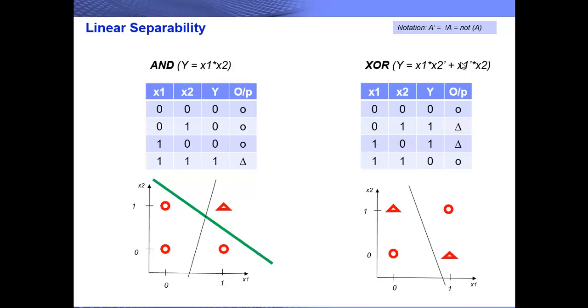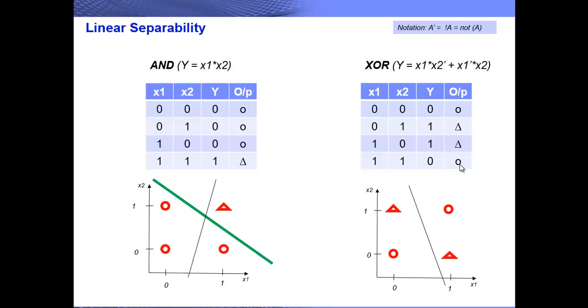Similarly for 1 comma 0, x1 is 1 and x2 is 0, so x2 bar will be 1, 1 into 1 is 1, plus x1 bar: x1 is 1, so 1 bar will be 0 and x2 is 0, so 0 into 0 is 0, so 1 plus 0 is equal to 1, and that's why output is 1. Now if we put 1 and 1, that means 1 into 0 plus 0 into 1, so this side is 0, this side is also 0, 0 plus 0 is equal to 0.